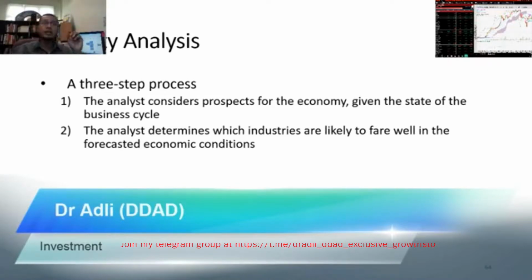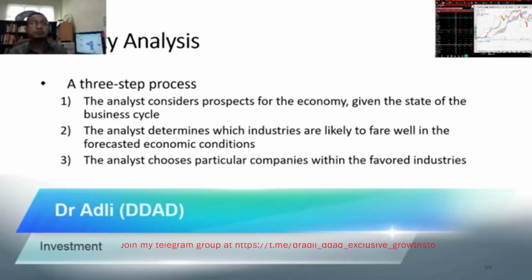And then the analysts determine which industries are likely to fare well in the forecasted economic conditions. We have different types of industries, for example the construction industries, technology industries, and plantation industries. So in that particular business cycle, which industry should we focus on? Because sometimes when we wrongly choose a different industry, probably we will not make money because that industry is going down. So this is very, very important.